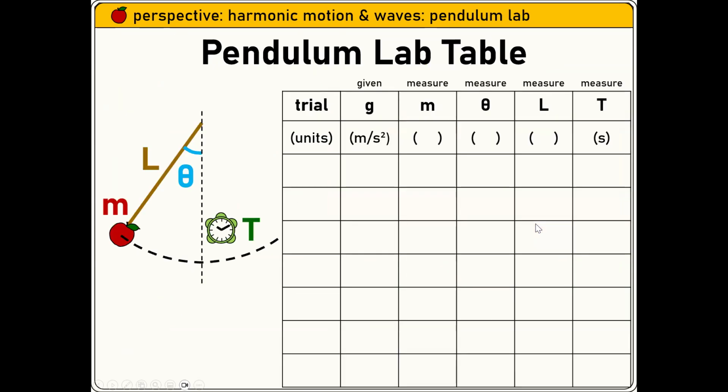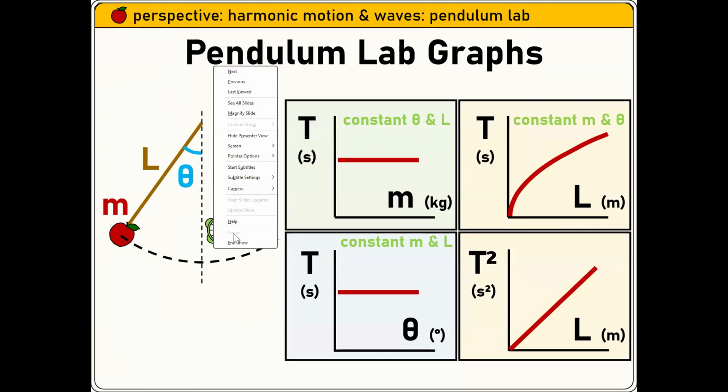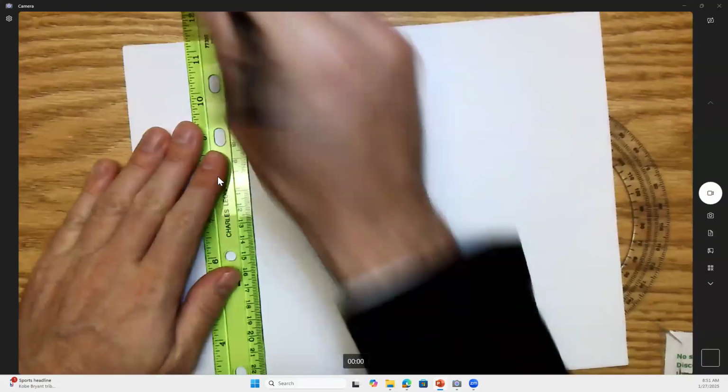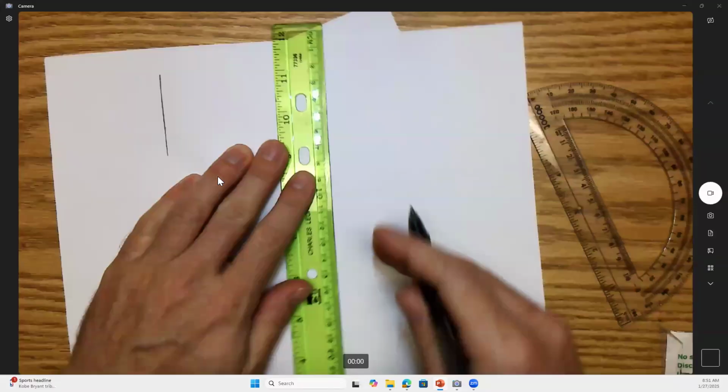All right. Let's do these four graphs here. See if you guys remember those. You've got your notes up. I'll draw these with you. So let's do some graphs.